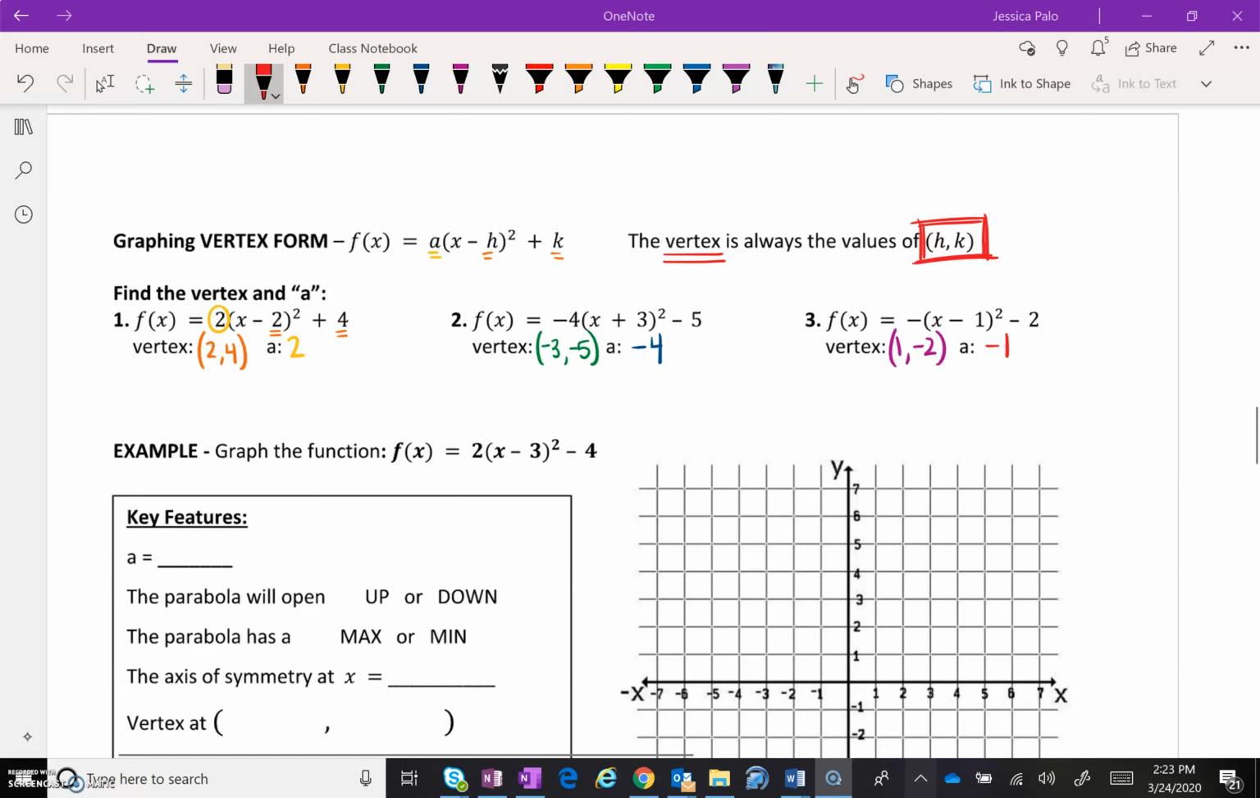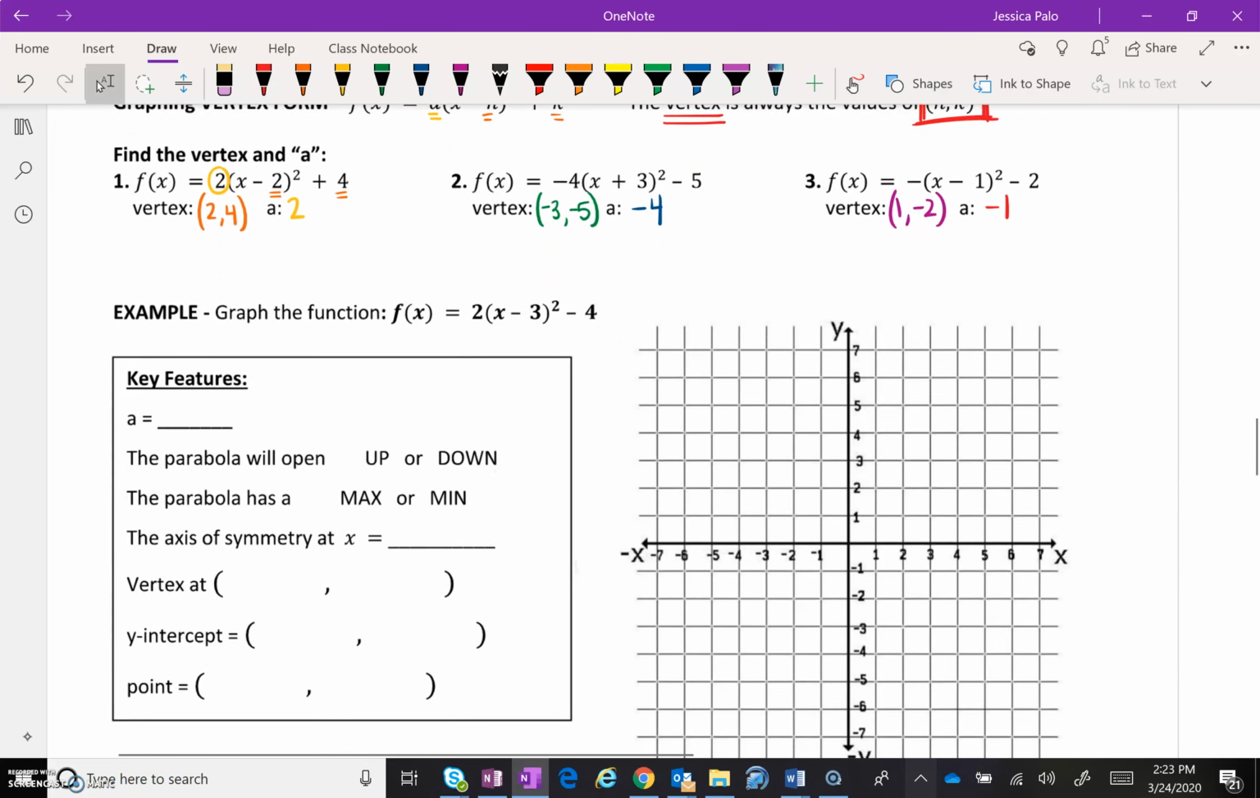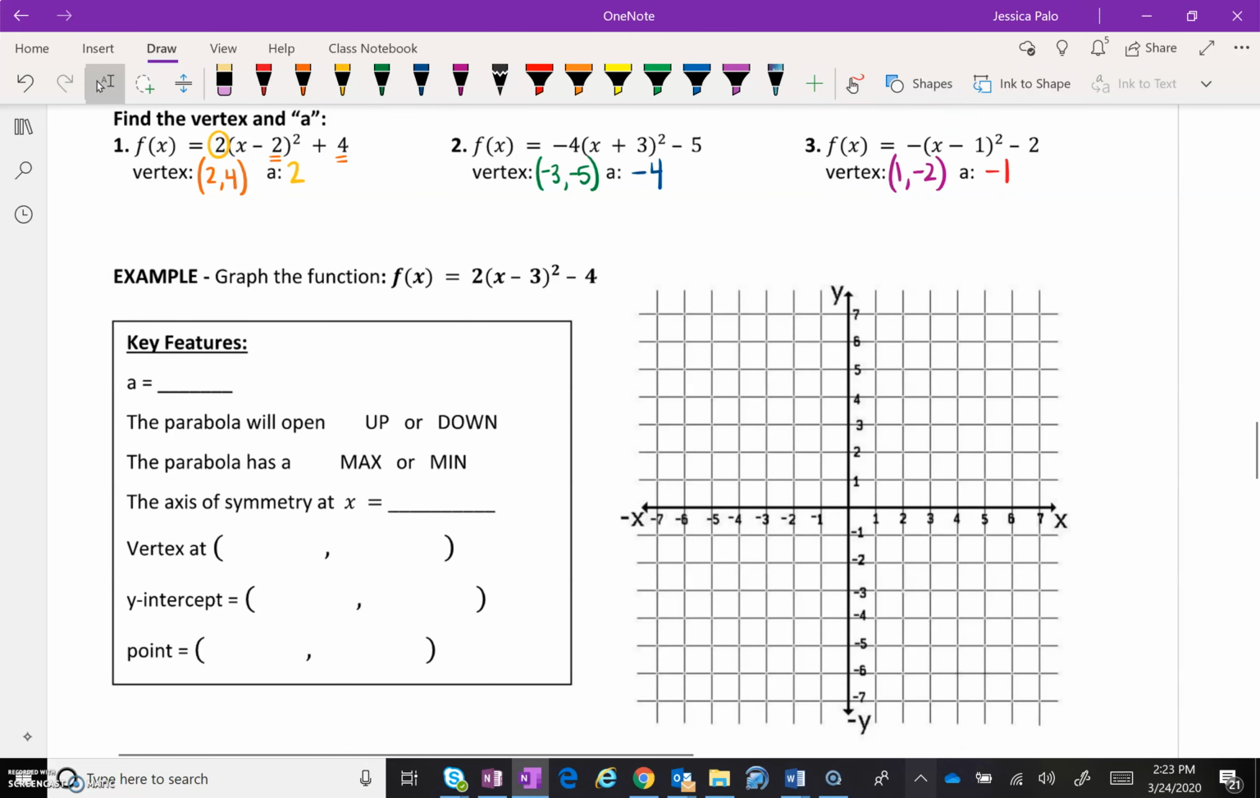Now let's look at this example, and we are going to graph it. First thing we need to identify is A. A, right out there in front, A is 2. A is positive, so we know the parabola is going to open up. No matter what form the quadratic function is in, A always tells us what to do. So the parabola is going to open up because A is positive. And we know because the parabola opens up, the vertex is going to be way down underneath the roots, so the parabola is going to have a minimum.